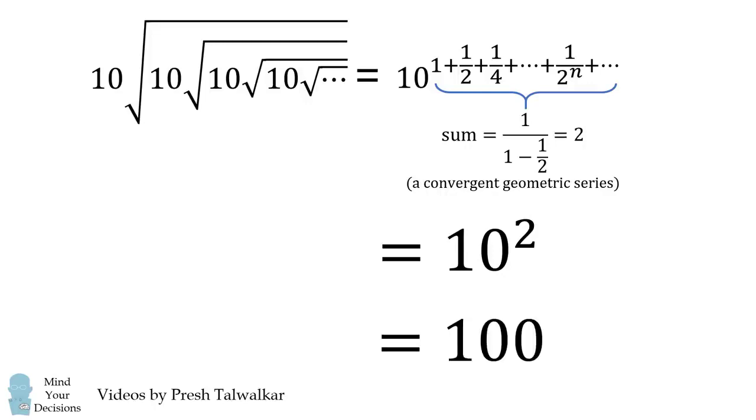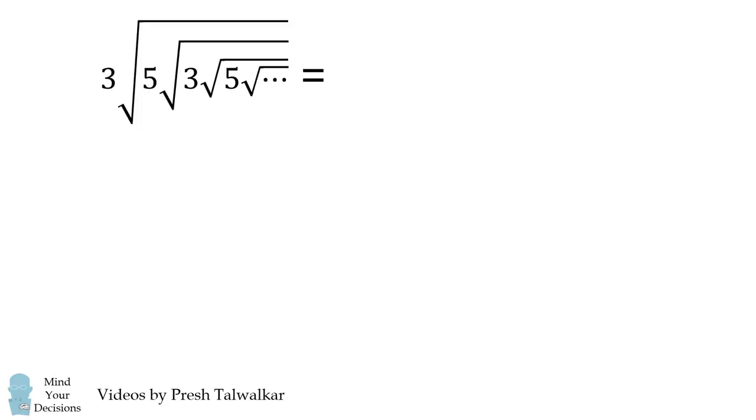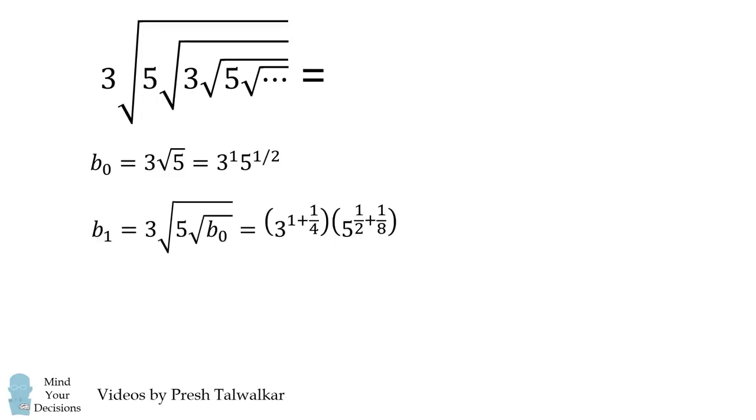And that's it. So now it's a little more complicated if you have alternating terms of 3 and 5. Let's consider the partial products. The first partial product will be 3 times the square root of 5, which is equal to 3 to the power of 1 times 5 to the power of 1 half. The next partial product will take 3 times the square root of everything that's inside times 5 times the square root of the previous term.